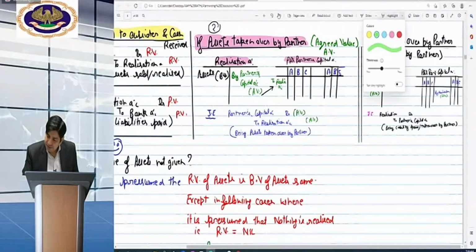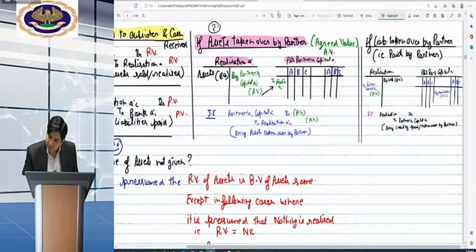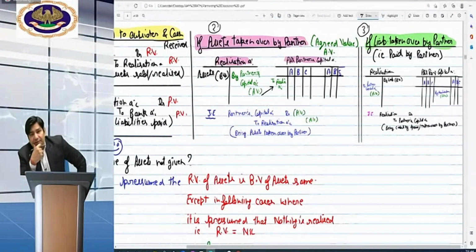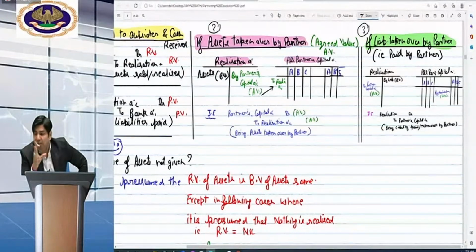If liabilities are being taken over by a partner, that is, paid by the partner, how will that be done? Instead of crediting the bank, we shall be crediting the partner's capital. Very simple. And definitely at the agreed value. If the agreed value is not there in the question, then at book value.